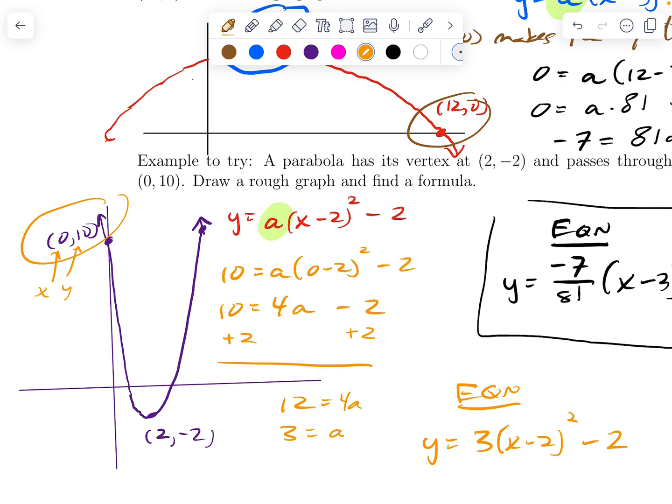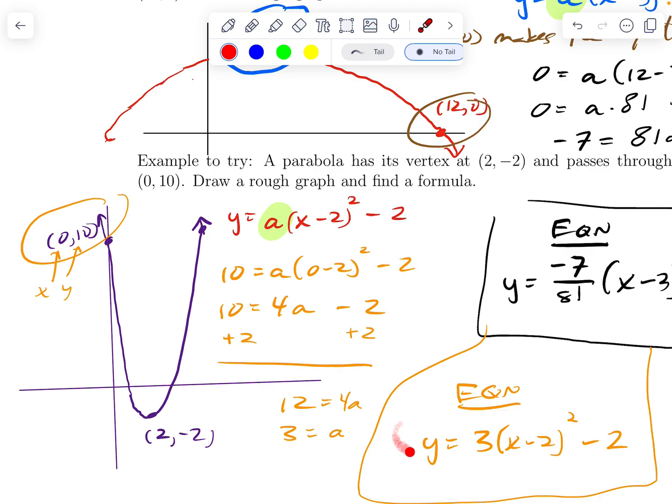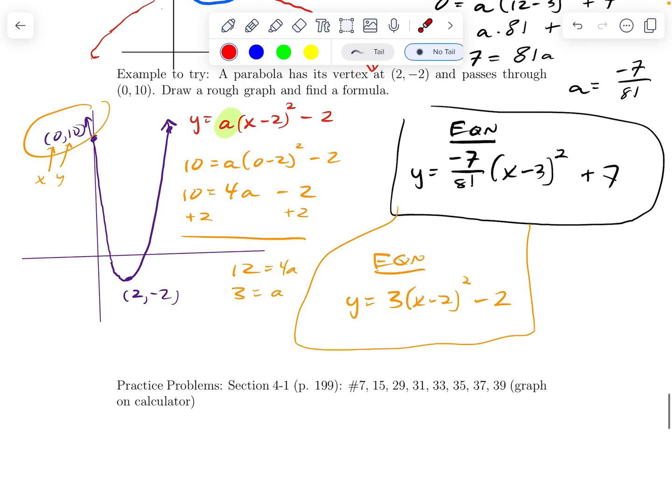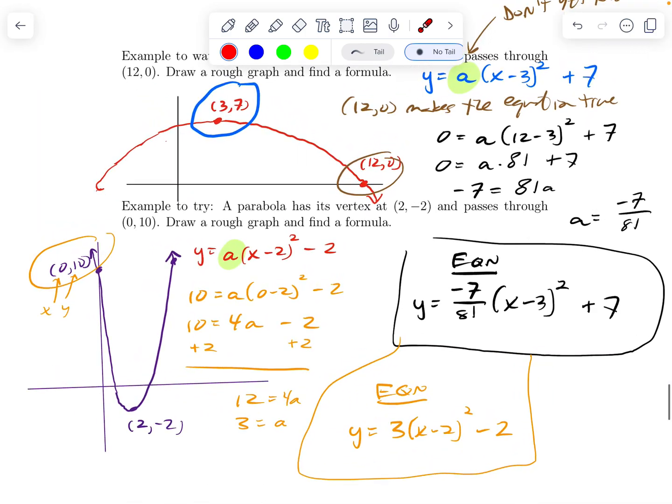If you were doing this on a quiz and had your calculator, you really couldn't use your calculator to solve this problem, but you could definitely use it to check. You could plug this into your graphing calculator if you have time and check to see if the graph looks like this. Okay, practice problems are listed here, but that is the end of this section.